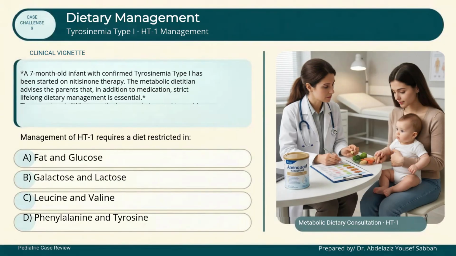Case Challenge 9. A 7-month-old infant with confirmed Tyrosinemia type 1 has been started on nitisinone therapy. The metabolic dietitian advises the parents that in addition to medication, strict lifelong dietary management is essential. The parents ask, what exactly does our baby need to avoid in the diet? Management of Tyrosinemia type 1 requires a diet restricted in Option A, fat and glucose. Option B, galactose and lactose. Option C, leucine and valine. Option D, phenylalanine and tyrosine.